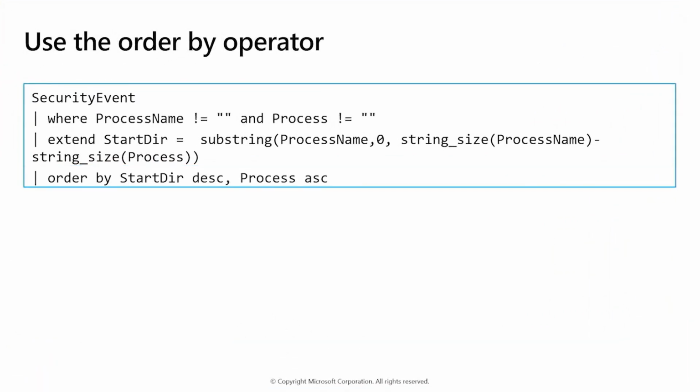Use the order by operator. You can sort the rows of the input table by one or more columns. The order by operator can utilize any column or multiple columns by using a comma separator. And very important to know here is that each column can be descending or ascending.